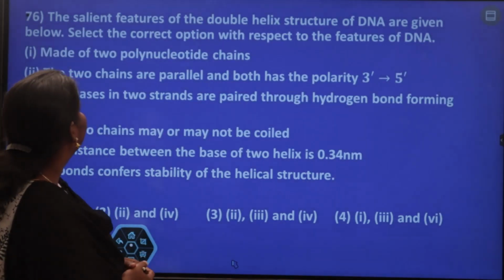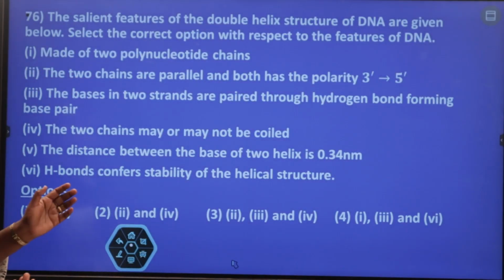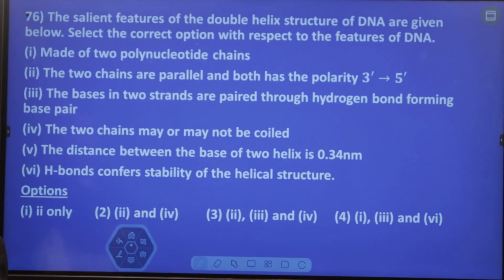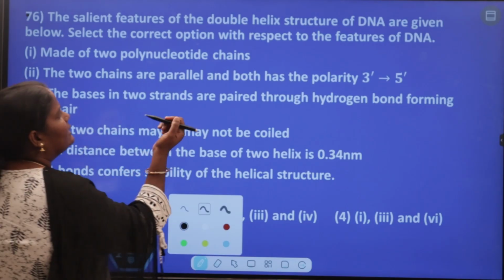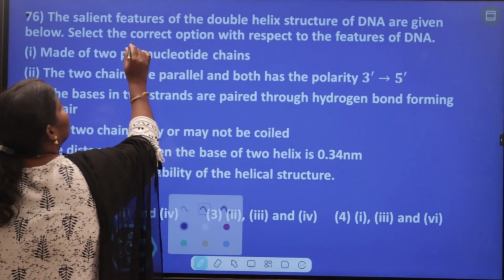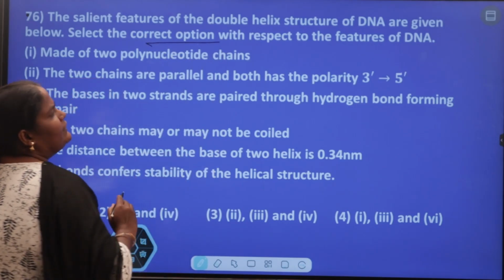Next, 76. Again, regarding concepts, DNA structure. The salient features of the double helical structure of the DNA are given below. Select the correct options with respect to the features of the DNA. They are asking you to identify the correct options regarding the features of the DNA.